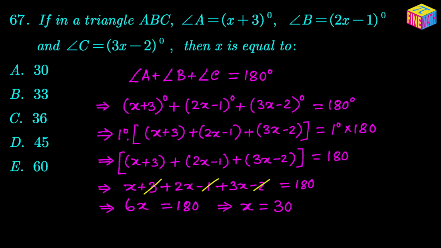Please be very careful that you cannot write x is equal to 30 degrees. That will be a wrong answer. X is actually equal to 30 without a unit, right? So x is just 30, and that is our answer. And if you look at our answer options, we have 30 under option A. So option A is the correct option.